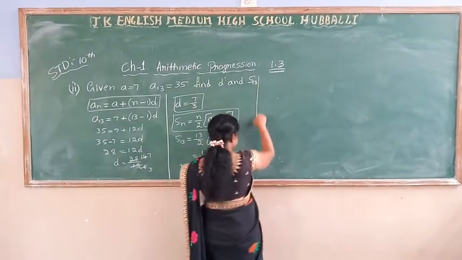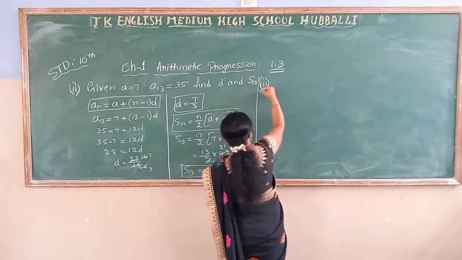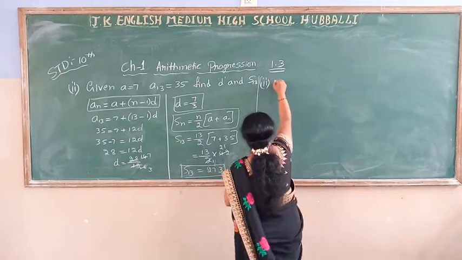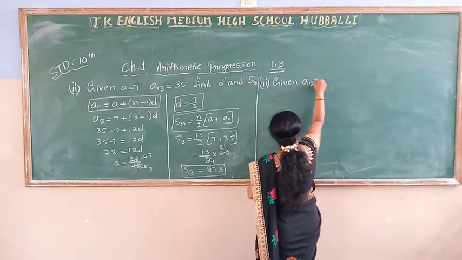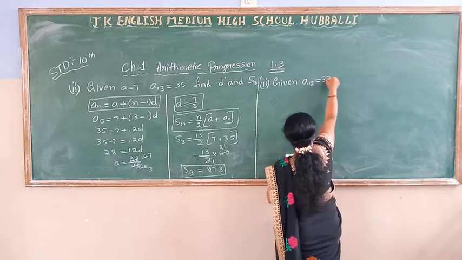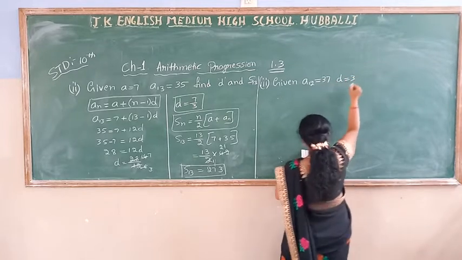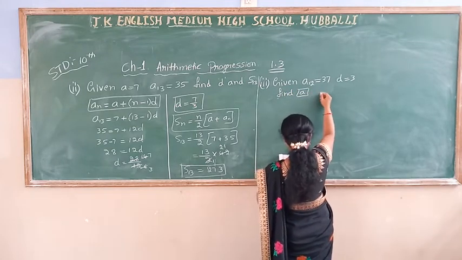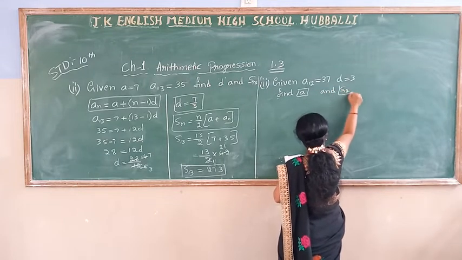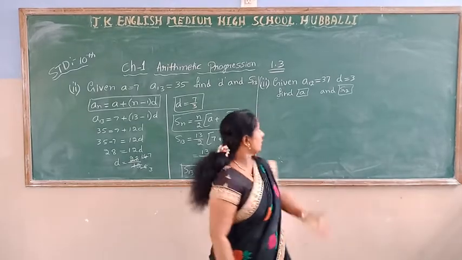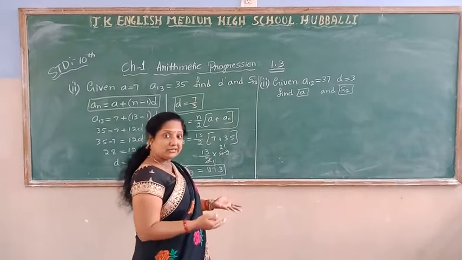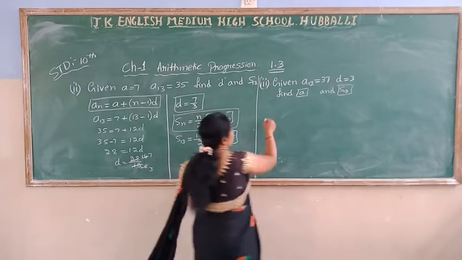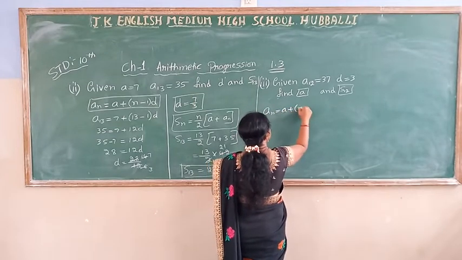In the same way, next is the third question. What do they give? Third question: given the 13th term is 37 and the d value is 3, find a. They told us to find a, the first term, and also the sum of all terms. Here also I will find the a value. When I know the term and the d value, I can find the a value by using the formula a_n is equal to a plus (n minus 1) into d.